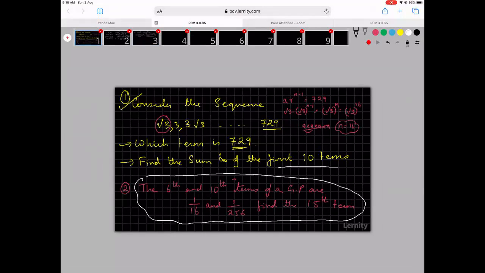The 6th and the 10th terms of a GP are given. They are asking you to find out the 15th term.